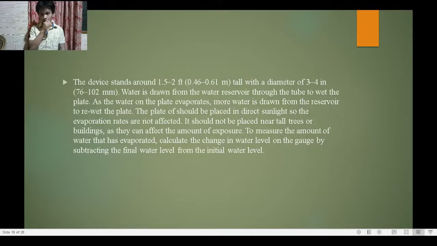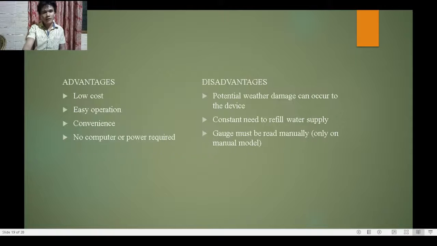So this is self-explanatory, and we have advantages and disadvantages. The advantages are low cost, easy operation, convenience, and no computer or power required, so it is manual. The disadvantages are potential weather damage to the device, the constant need to refill the water supply, and the gauge must be read manually, only on the manual model.